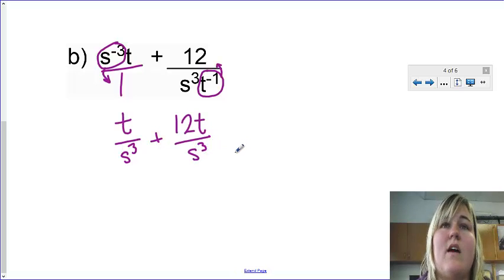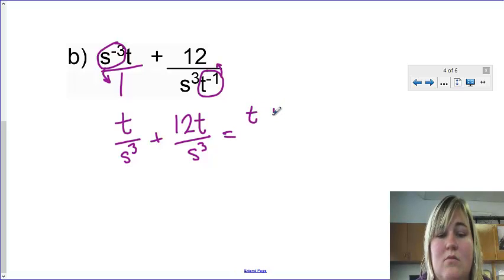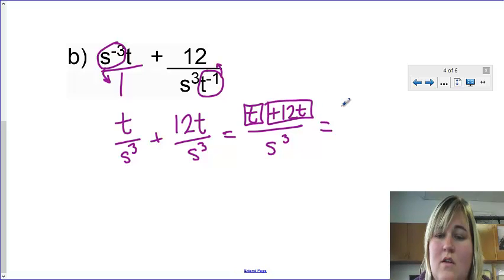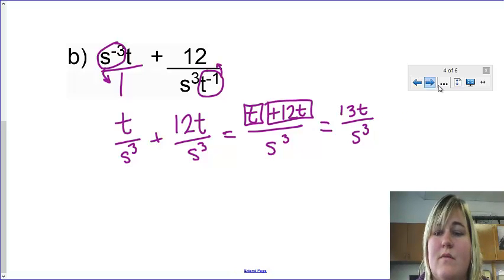And now I have a common denominator. So I'm going to write it as one fraction. So I have t plus 12t over s to the third. And on top I have a common denominator. So when I put those two things together, I have t plus 12t, which is 13t, over s to the third. Final answer.